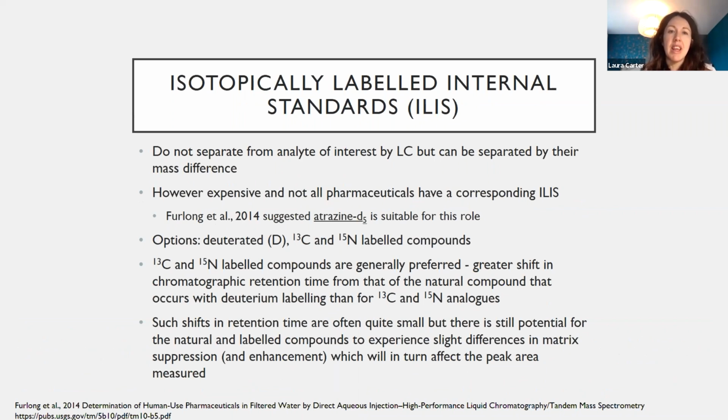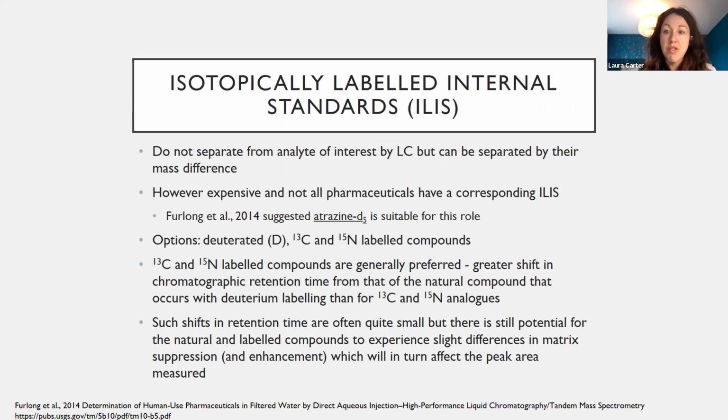However, isotopically labeled standards are expensive, and not all analytes of interest have a corresponding labeled standard. So in this case, a number of reports have suggested using a corresponding isotopically labeled internal standard, such as atrazine. The options are typically deuterated, carbon-13 or nitrogen-15 labeled compounds. And I just wanted to point out here, when I spoke to Jan recently, he was asking which isotopically labeled internal standards to use.